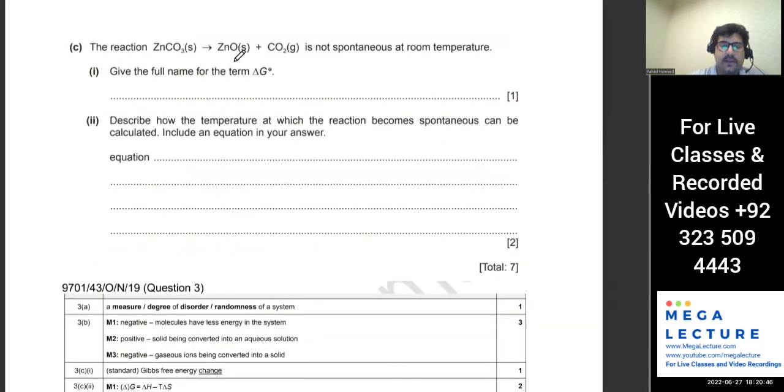Give the full name of the term delta G. That's Gibbs Free Energy change. They actually underlined that. Delta stands for change, so make sure you don't make that mistake. And you've got a naught on top of it, so you have to write standard. Although they ignored standard, it was also there. This is the standard Gibbs Free Energy change.